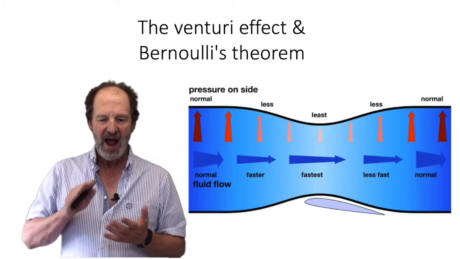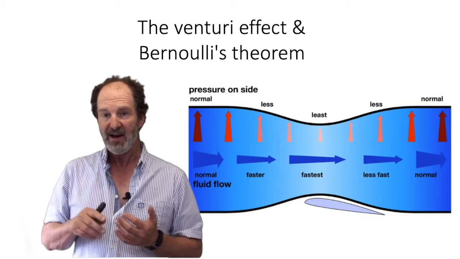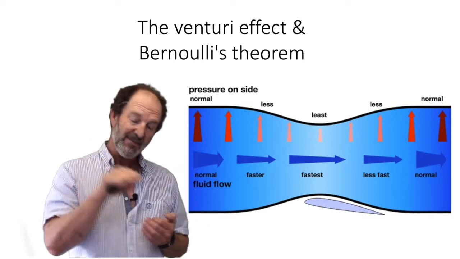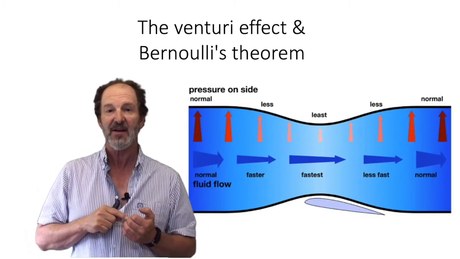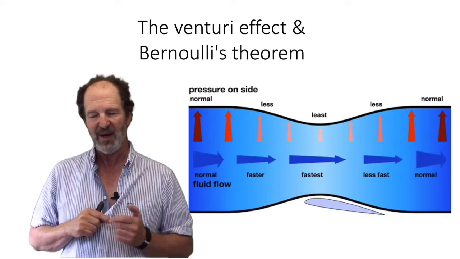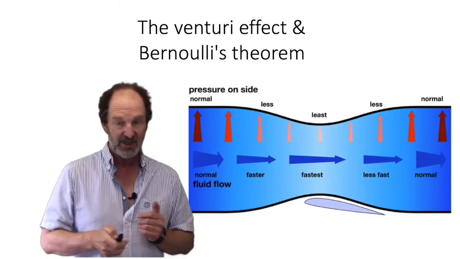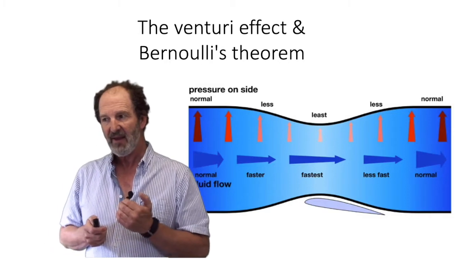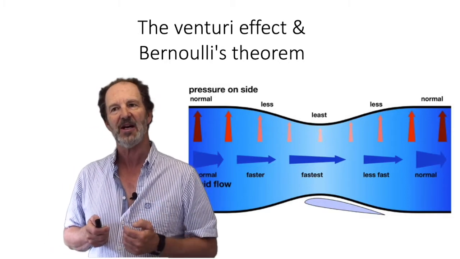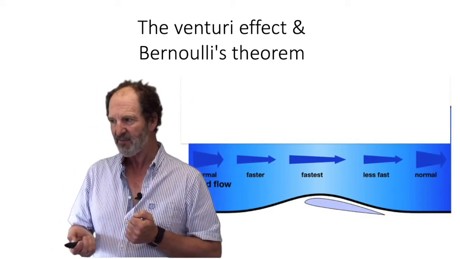Therefore, if you have all these elements in place, you will get gliding flight, because lift will be generated and you get a much flatter and more efficient glide than if you just used a flat plate. So that's the basics of it. That's the venturi effect and Bernoulli's theorem, which explains the lowering in pressure.